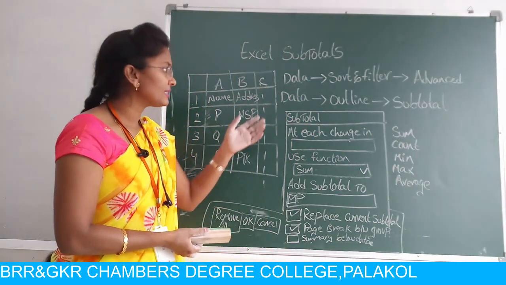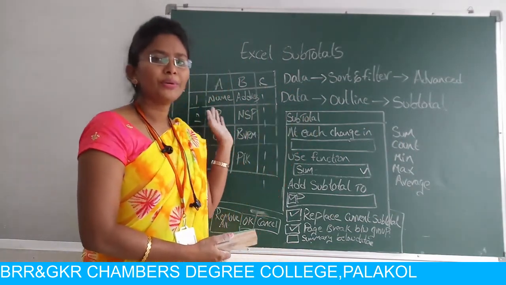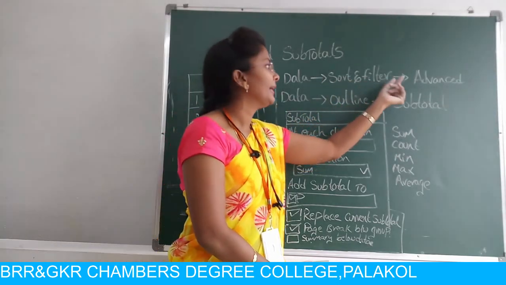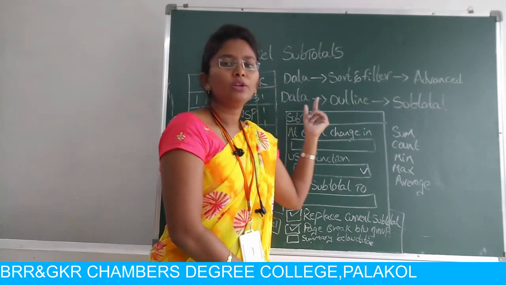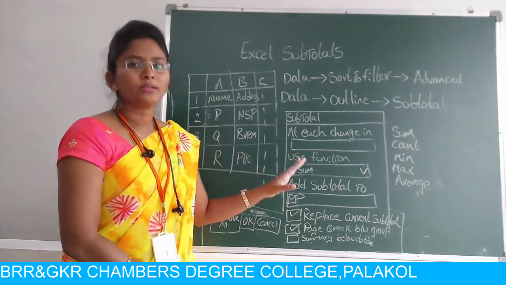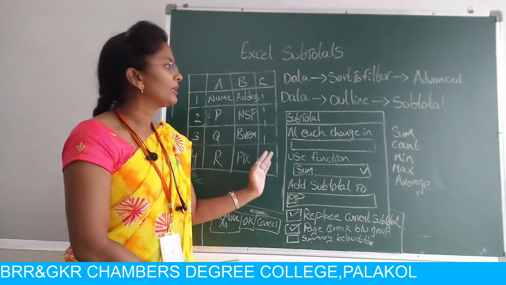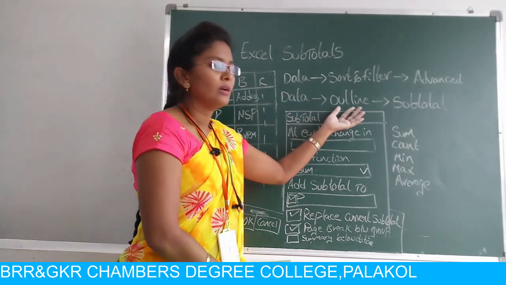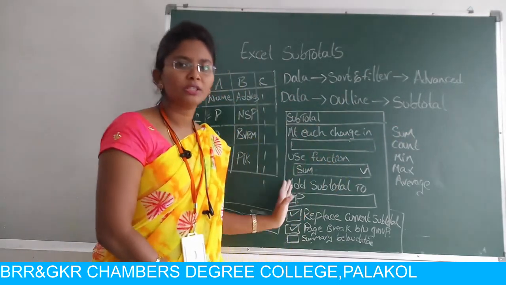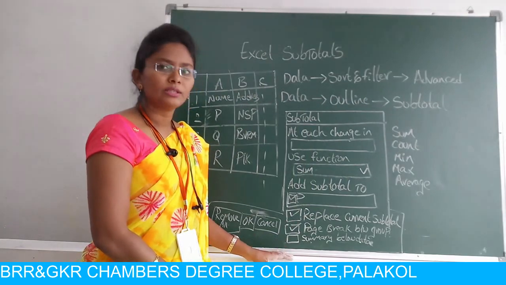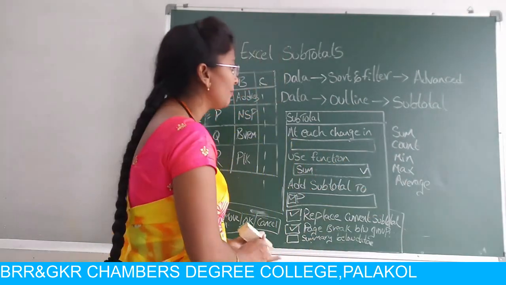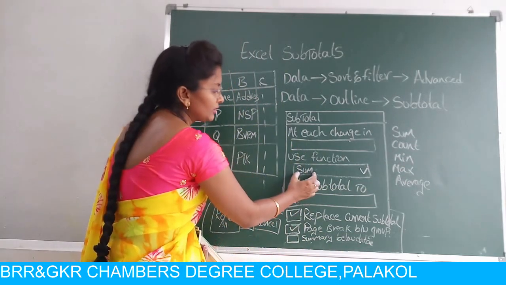For subtotals, first of all we have to take some data and go to the Sort and Filter option and then Advanced Filter. First you have to filter the data, or copy the data and paste it in another location, and then come to the subtotals option. That means Data, Outline, Subtotals, and change the subtotals in this list. If you want to change the function you can change it. Here I am taking the function as sum.